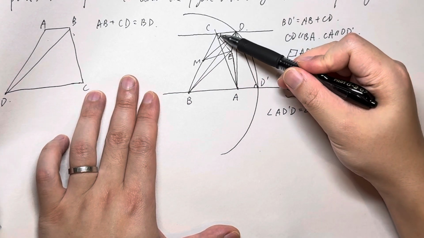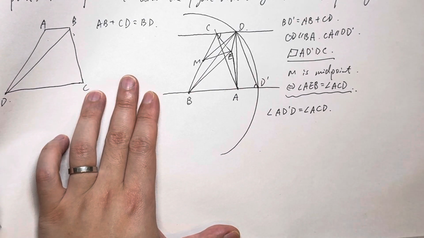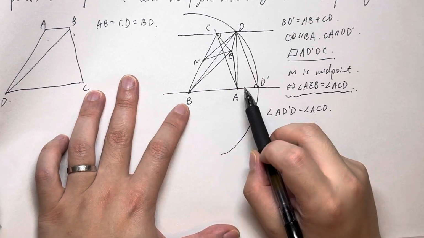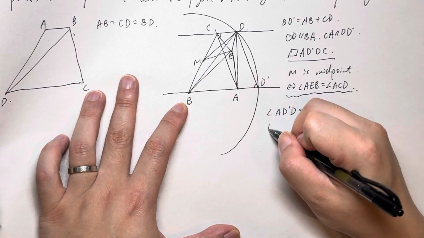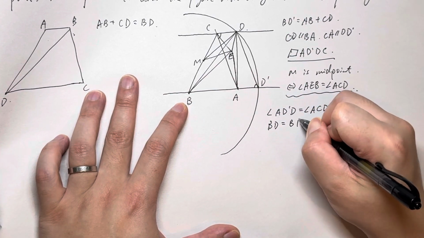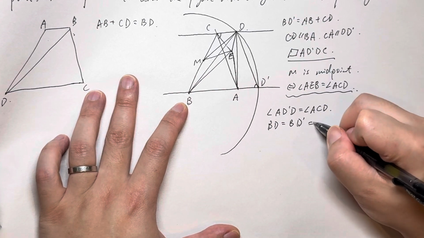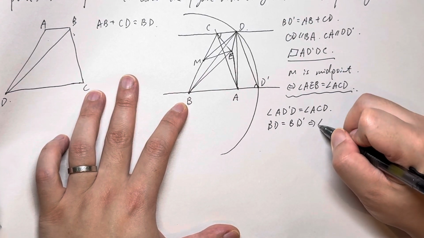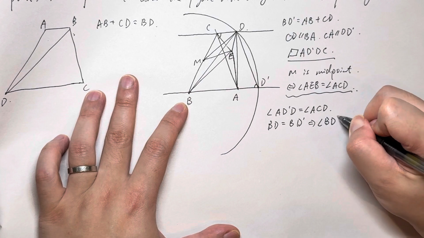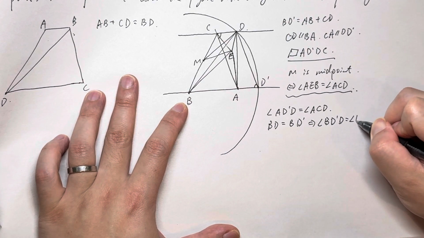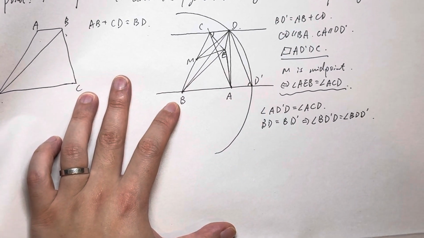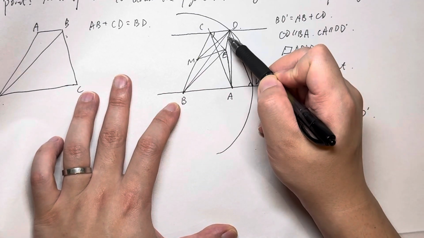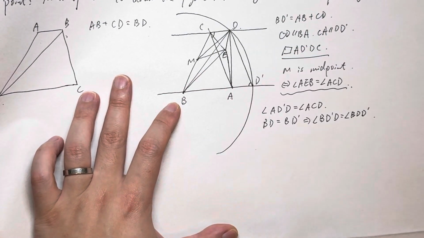This one equals this one. And remember that, how can we find the D prime? We have the conclusion that BD equals BD prime, right? So we easily have the result that angle BD prime D equals angle BDD prime, right? So this angle equals this angle.